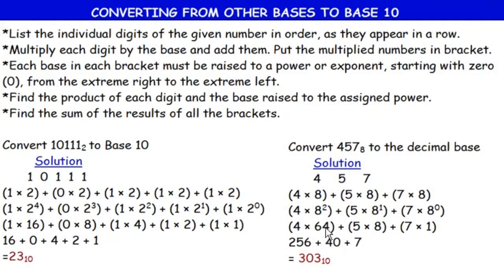So 8 squared gives us 64, 8 to the power 1 gives us 8, 8 to the power 0 gives us 1. And then we multiply each bracket, right? So 4 times 64 will give us 256, 5 times 8 is 40, and then 7 times 1 is 7. So 256 plus 40 plus 7 gives us a total of 303, right? So it means that 457 base 8 in base 10 is 303, right? So that is how to convert a number in a different base to base 10. I believe it's clear, right?